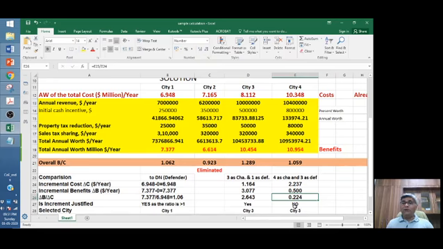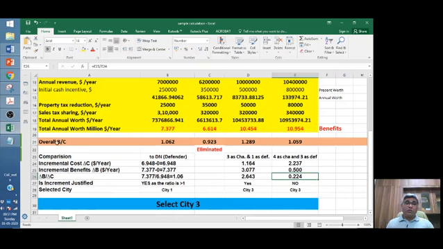Now we are not left with any other option. So upon solving this, using the incremental B by C ratio and the overall B by C ratio, the answer to the problem is that for executing this project, on the basis of the B by C ratio, city 3 will be selected. So this is how we use incremental benefit to cost analysis when we have multiple options. Somewhat similar to what we did in the case of two alternatives, and here we are just comparing in steps.